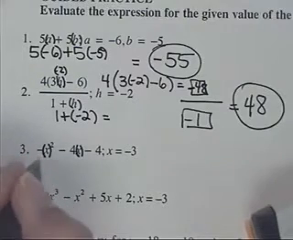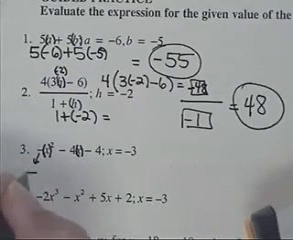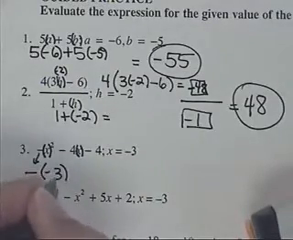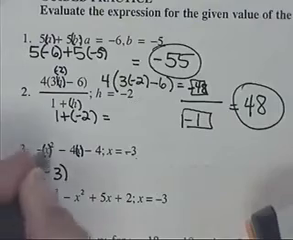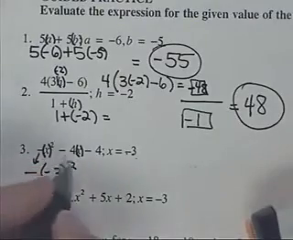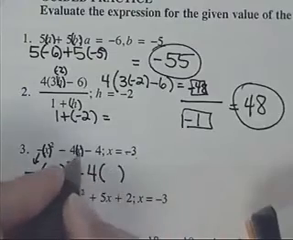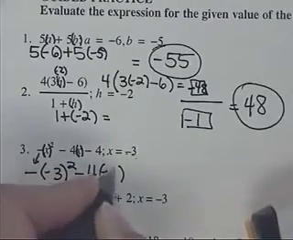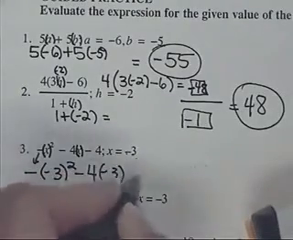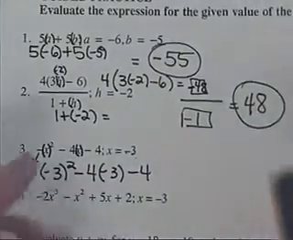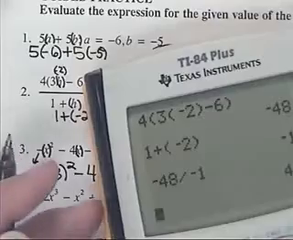So I'm going to have this negative right here outside the parentheses. Then inside the parentheses I'm going to put a -3 because that's what it told me to put there. There's a square on that. Minus 4. I have another set of parentheses in place of that X, and I'm going to put a -3 in it. Minus 4. Now I can put all of that into my calculator.